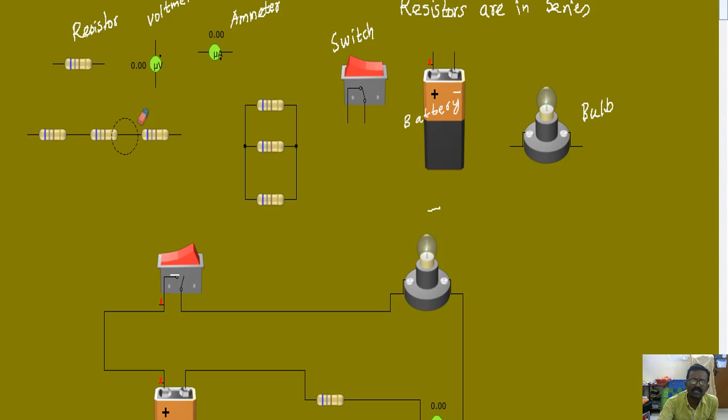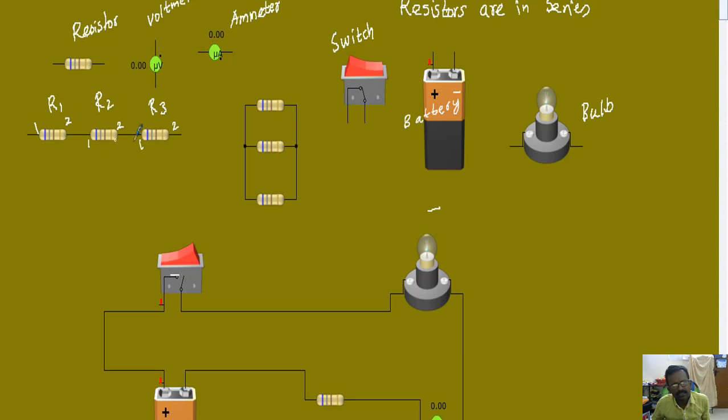Now I have taken 3 resistors here. 1, 2, 3. This is the first terminal, this is the second terminal. This is resistor 1, this is resistor 2, this is resistor 3.